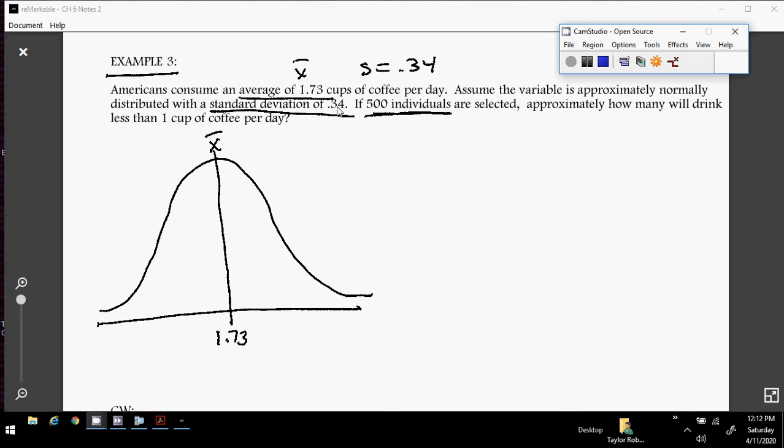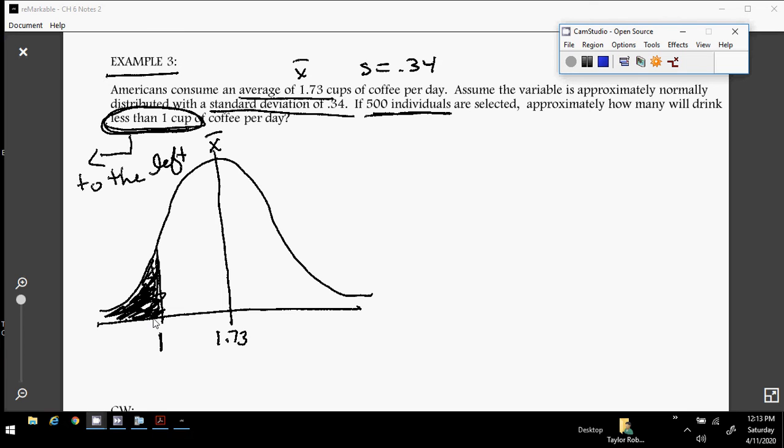So we're always looking for the less than, more than, between. That's what we're looking for. Less than, we should know, is to the left. Okay, so we're going to put 1 on here. Well, 1.73 is my average, which means 1 is to the left of that. So I'm going to put 1 over here. And I'm going to shade to the left. So this is not going to be a very large percentage.